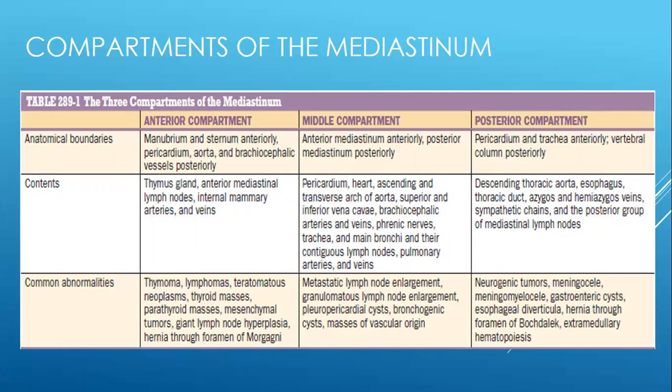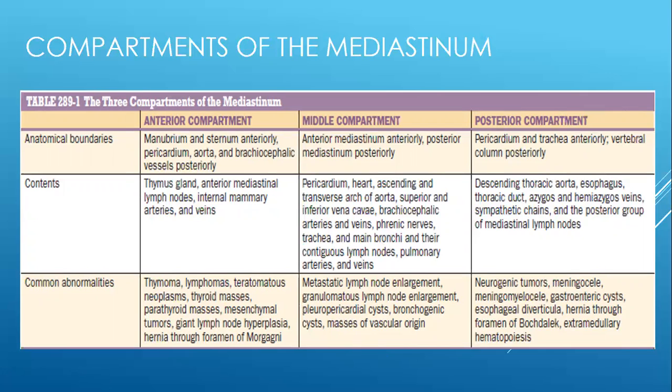So you can have a thymoma, lymphoma, teratoma, thyroid masses, parathyroid masses, mesenchymal tumors, giant lymph node hyperplasia, and even a hernia through the foramen of Morgagni. If you find a mass coming from the middle compartment, then think of the following possibilities.